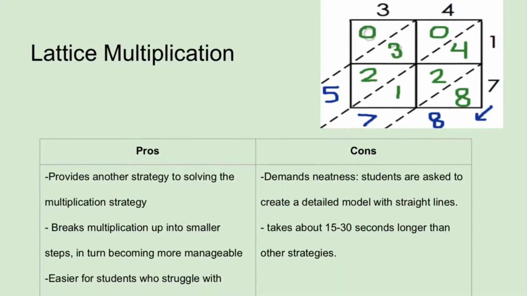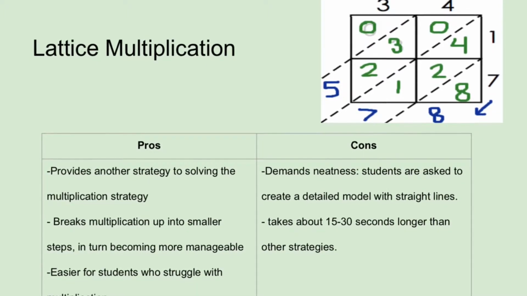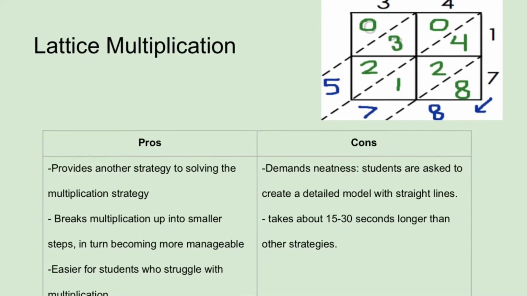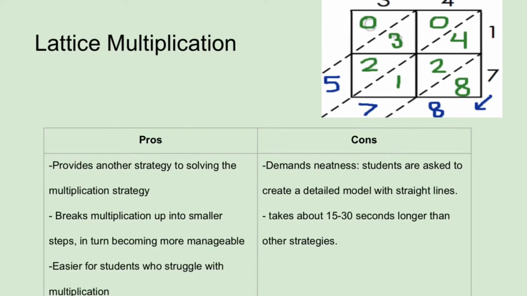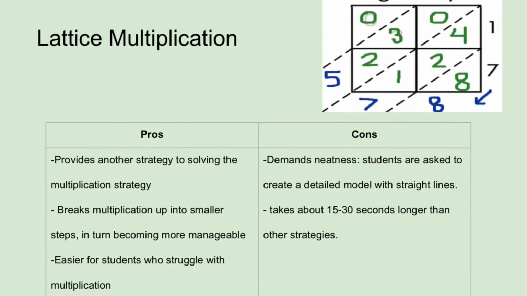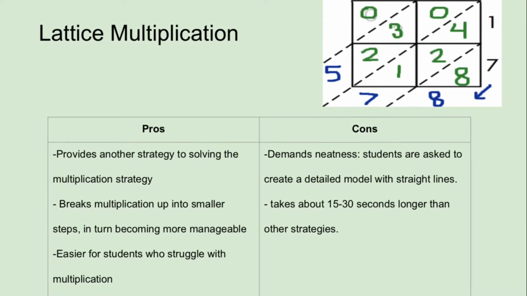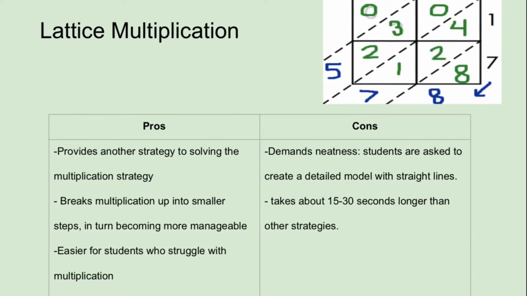Lattice multiplication is a strategy that can also help you find your product. The pros of using this strategy is that it provides another strategy to solve the multiplication problem. It breaks up multiplication into smaller steps to become more manageable for students, and it's easier for students who struggle with their facts. It keeps information and organizes it in a different way.